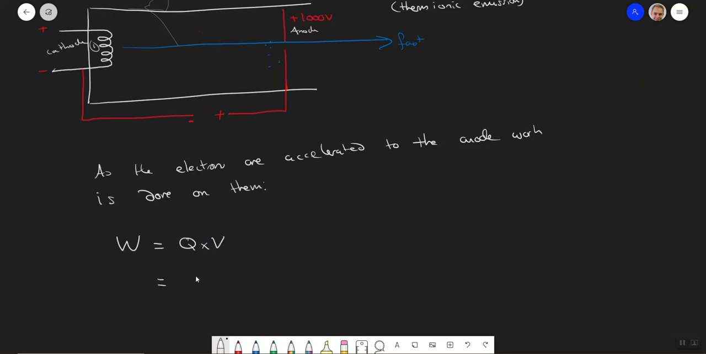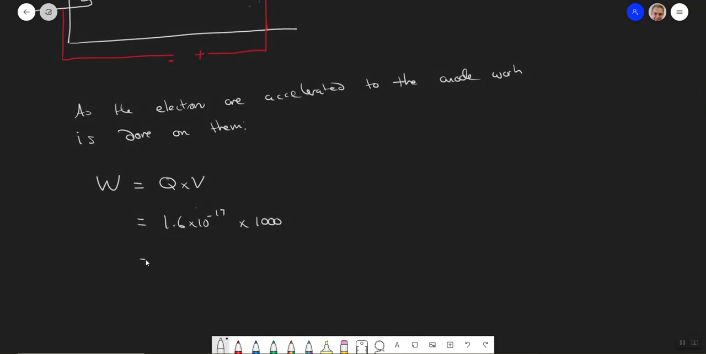The charge is the charge on an electron. We could actually leave that in a unit called the electron volts, because we just don't multiply through by the charge yet. But we're going to do that. So we have 1.6 times 10 to the minus 19 times 1,000 volts. That's our charge times potential difference, I should have said. So we end up with 1.6 times 10 to the minus 16 joules. That is the amount of work done on each electron.